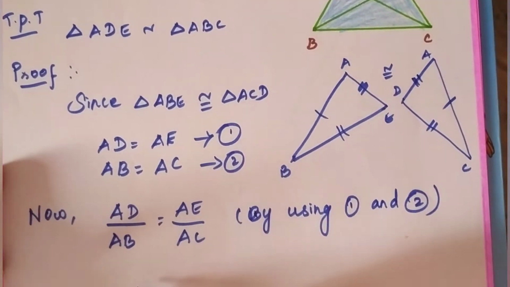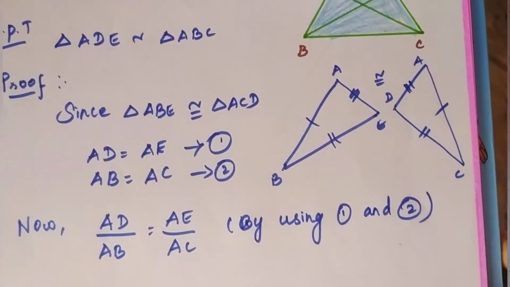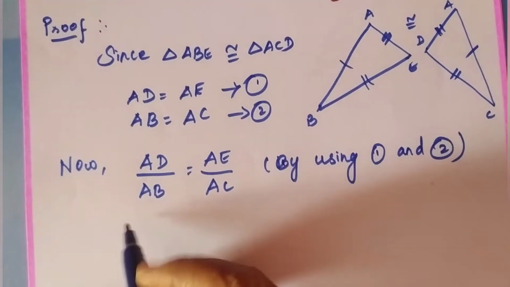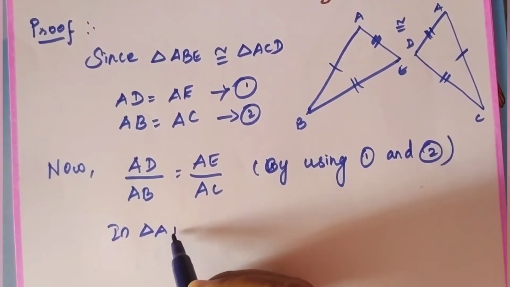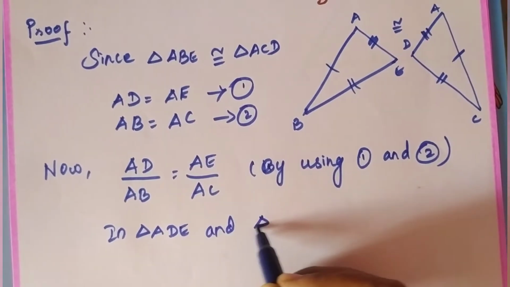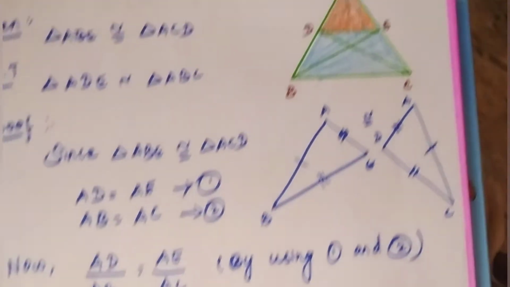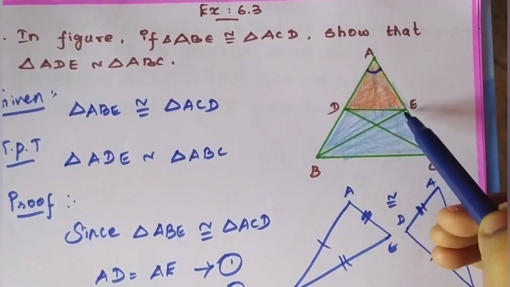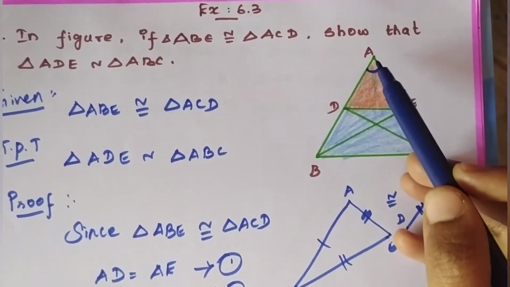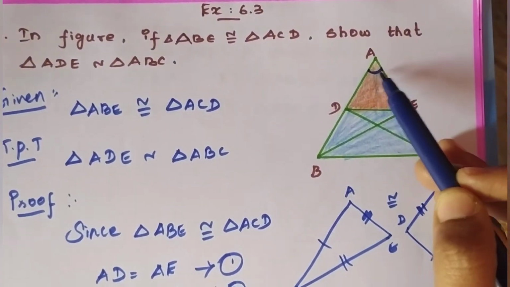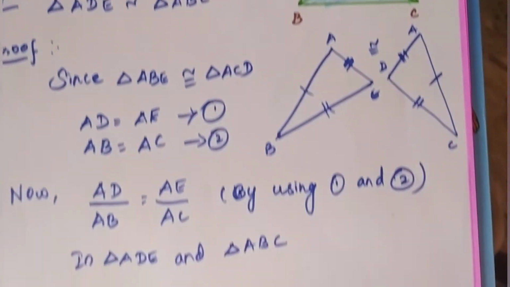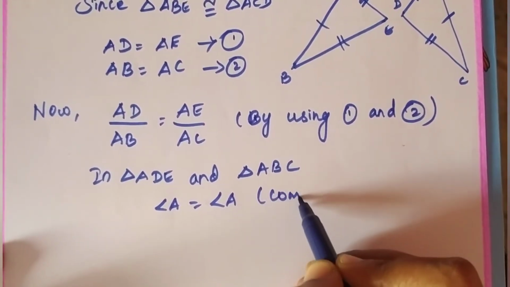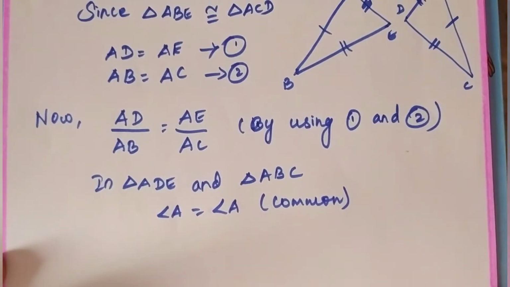Clear? And then now we have to prove that these two triangles are similar. I am going to take now in triangle ADE and triangle ABC. In these two triangles, angle A is common. In the triangle ADE it has angle A, and in the triangle ABC also we have angle A. So angle A is equal to angle A, common. Clear?